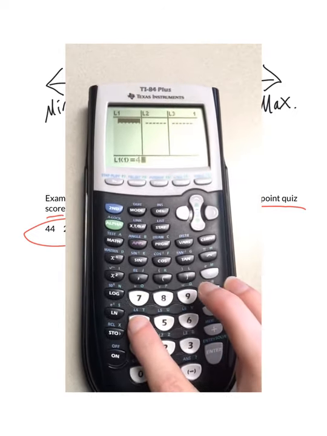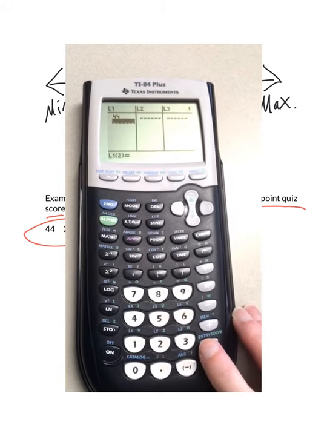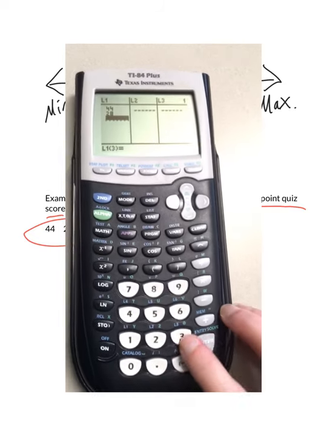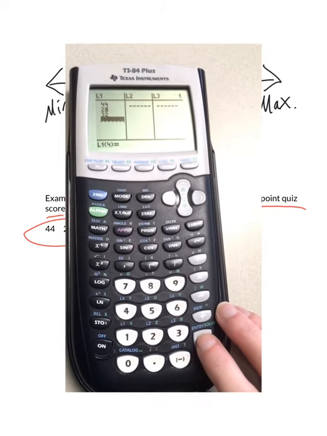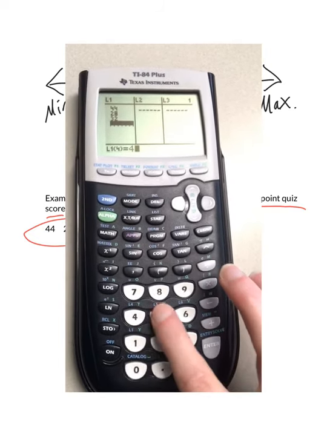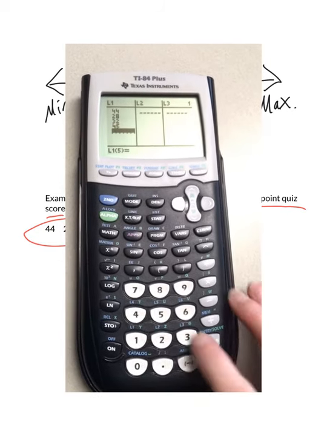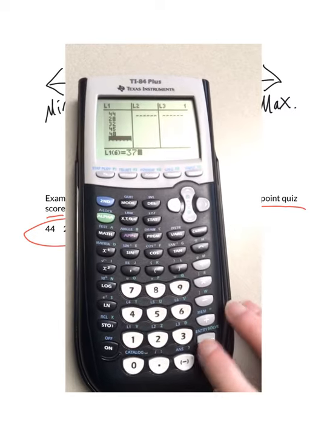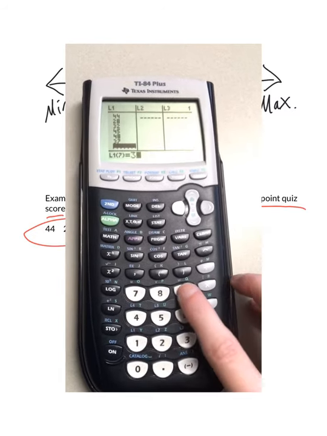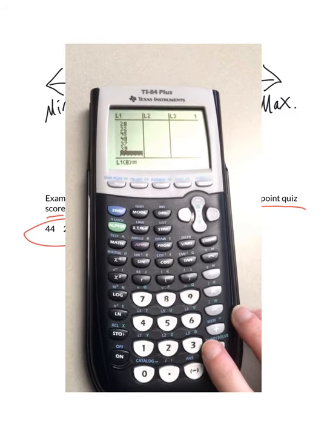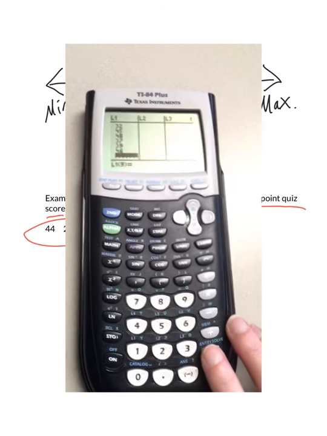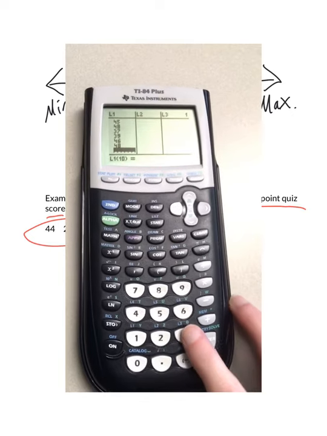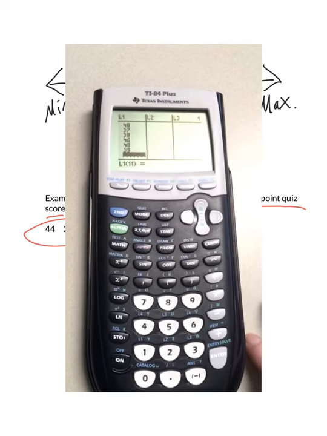So that was 44, 28, enter, 32, remember you're hitting enter after each one to get it into the calculator. 45 was next, 48, 37, 39, 46, 48, and finally 39, enter.